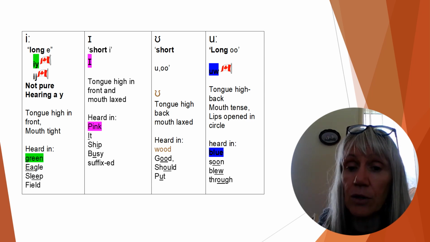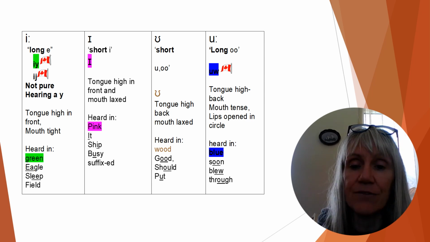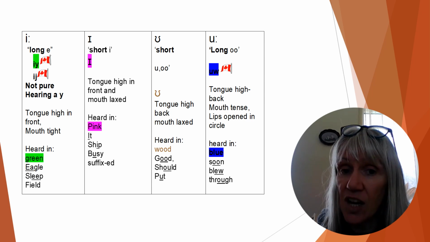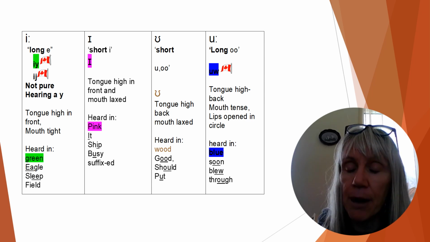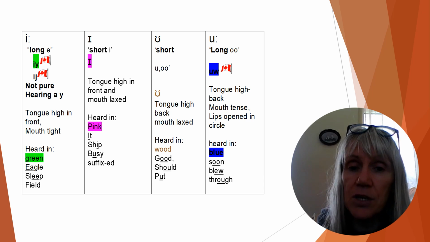Then you see what looks like a lowercase u with a colon, and this is the long oo sound. In Canada, it's often represented with the phonetic symbol UW. The tongue is high in its back, the mouth is tense, the lips opened in a circle, heard in blue, soon. You see the circle of my mouth? Blue, through.